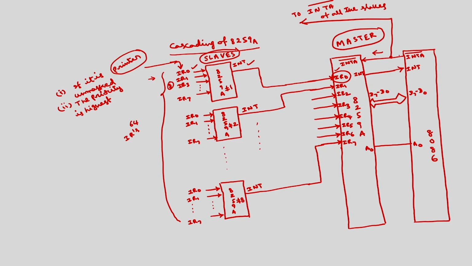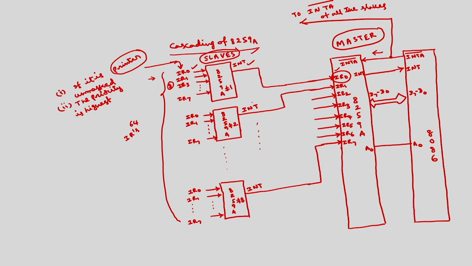As I have discussed in the last class also, this INTA bar consists of 3 pulses. For the first INTA bar pulse, the master will enable, whereas the slave simply neglects the first INTA bar cycle. In response to the first INTA bar cycle, the master will place the ID of the corresponding slave.